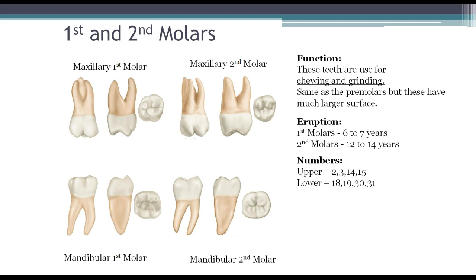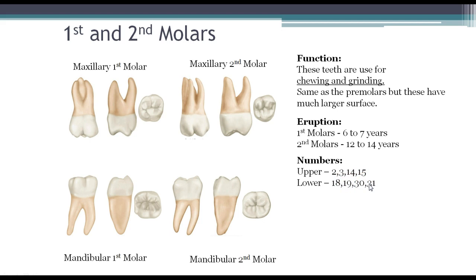Now, the upper numbers are going to be number 2 and 3 on the right side, 14 and 15 on the left side. And the lower numbers are going to be 18 and 19 on the left side, 30 and 31 on the right side.